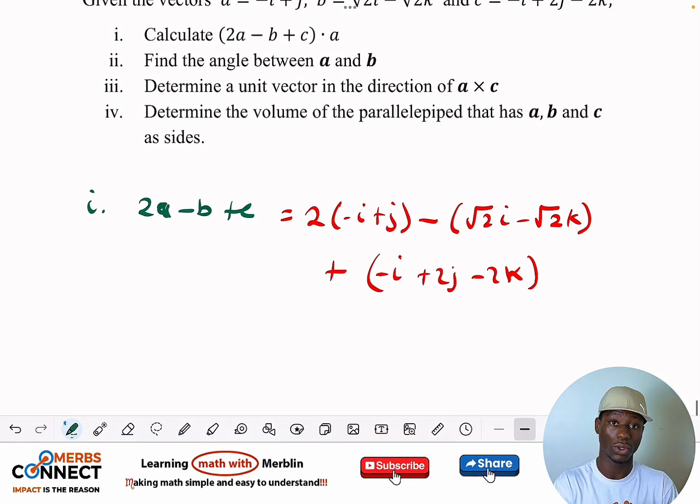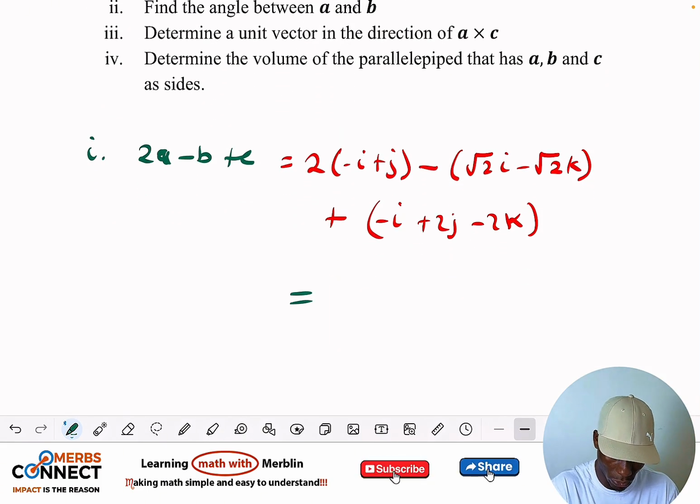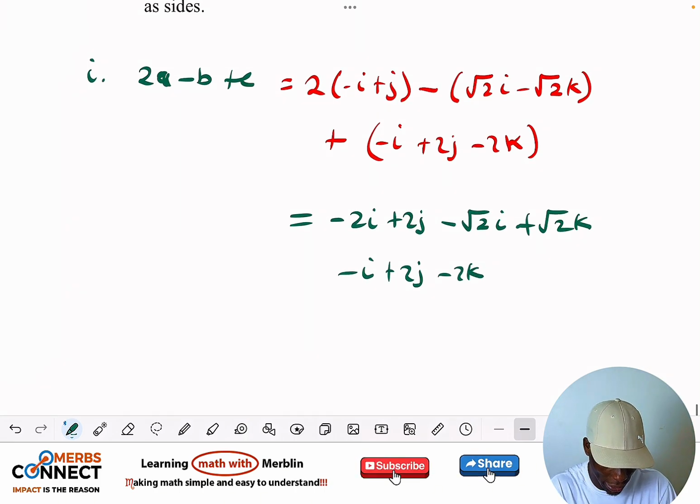Now, what you just need to do, you need to be practicing, right? So when we are done, you can just pause the video, practice, and then it prepares you for the exams. So 2I minus I plus 2J minus square root of 2I plus square root of 2K minus I plus 2J minus 2K. So group items, the ones with I, the ones with J, and the ones with K. So let's see what we are going to get from here.